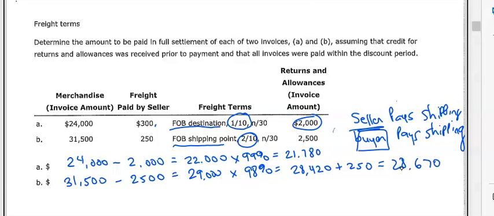Now, I know it says freight was paid by the seller, but they paid it, and then they're turning around and billing it to us because ultimately the buyer is responsible here per these shipping terms. So that's why we do add it here. All right, let's look at the next one.